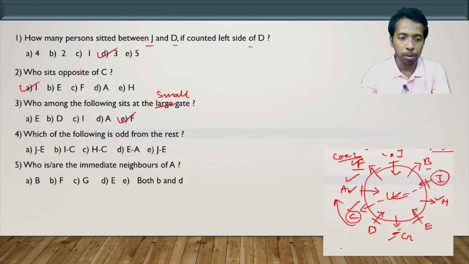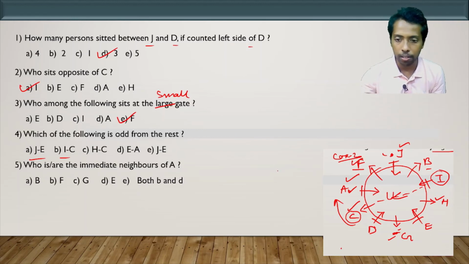Which of the following is odd from the rest? That means whatever relation it follows in all the 5 options, only one option should not carry the same logic. What's the logic here? That is J, E. Where is J? Here it's J and here it's E. So just opposite, and this is one shift in either way, I think.